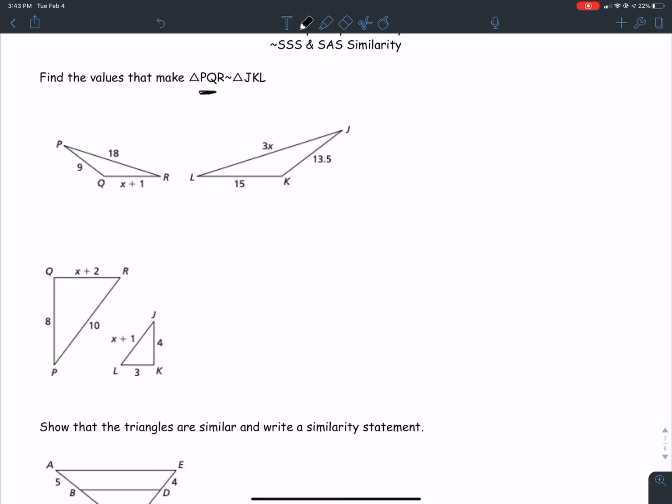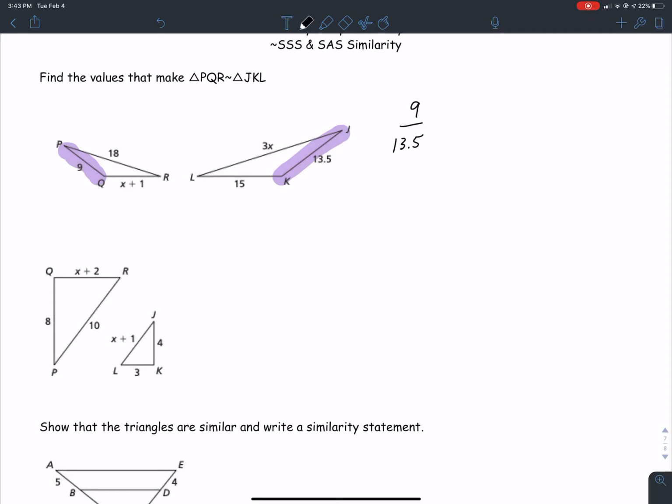Okay, so we're going to talk about side-side-side and side-angle-side similarity. Find the values of x that make PQR similar to JKL. First we're going to pick a side. I'm going to pick PQ, and that's going to go with JK, and that's going to be 9 over 13.5.